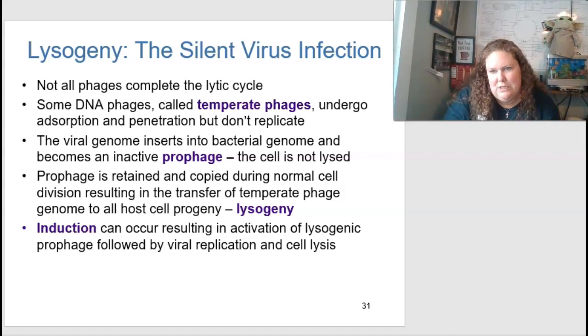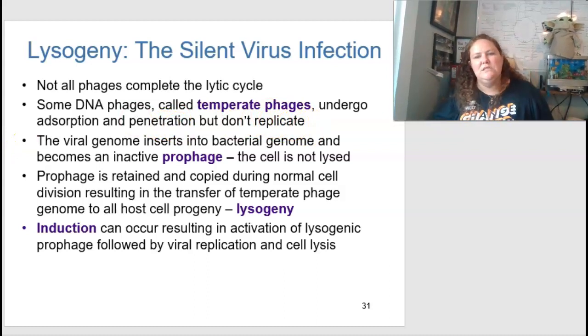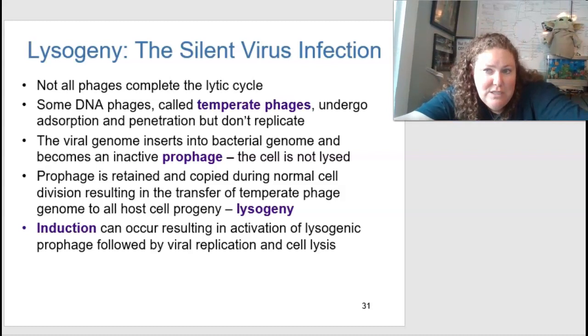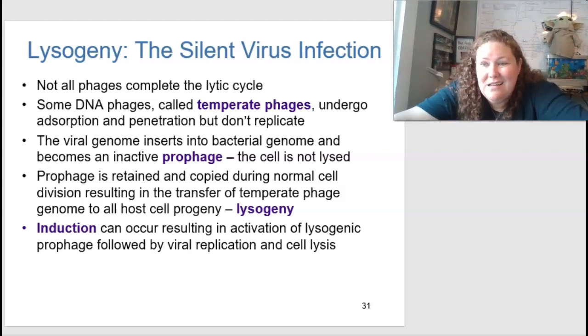So lysogeny. This is the silent virus infection. So not all phages complete the lytic cycle. Some DNA phages, which are called temperate phages, undergo adsorption and penetration, but they don't replicate. And so this viral genome inserts into a bacterial genome, and it becomes an inactive prophage or provirus, right? And the cell is not broken apart or lysed.